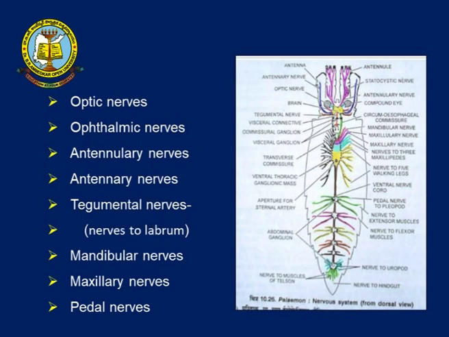Then they have the tegumentary nerves running to the labrum of the prawn. Then the mandibular nerves, that is, to the mandible region of the prawn. Then they go to the maxillary nerves and of course the pedal nerves to the pleopods. So, these are the peripheral nervous system which arises from various parts of the central nervous system to innervate the body parts.